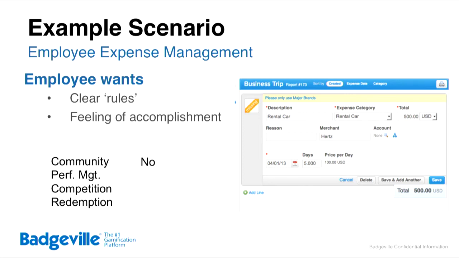Not really. This is a one-to-one relationship between the person filling out the expense report, creating the expenses, and the business. You're not involving everyone else. Is there a performance management aspect here? This is the one that might be a little tricky because it looks like performance management. The problem is we can't schedule this.